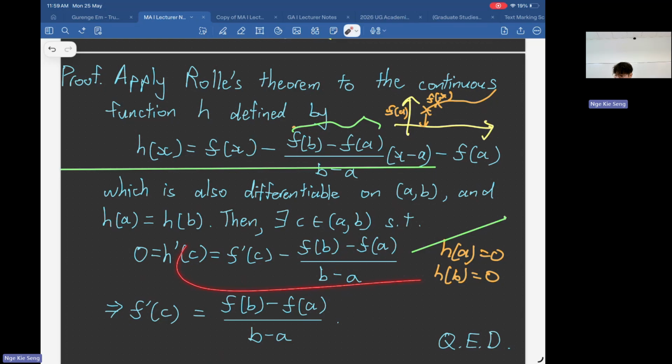Okay, maybe we leave these two for next time. We'll continue with this mean value theorem again.